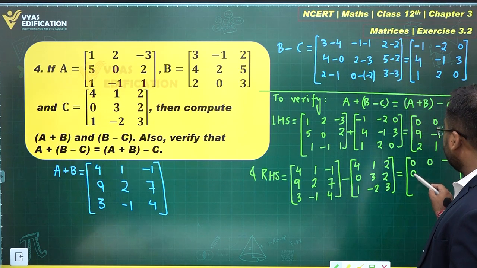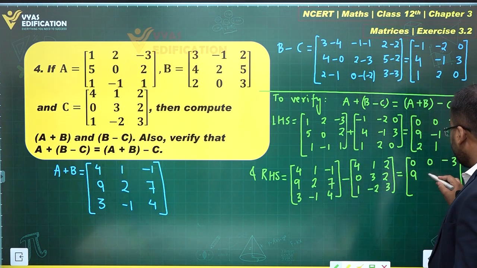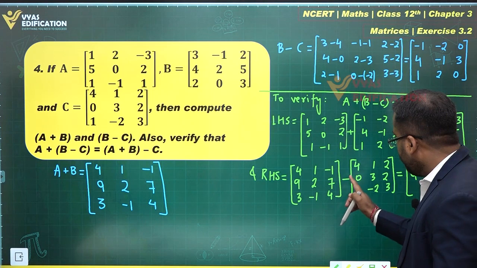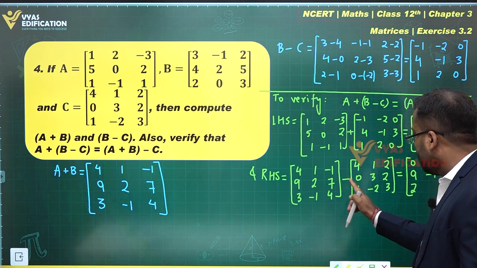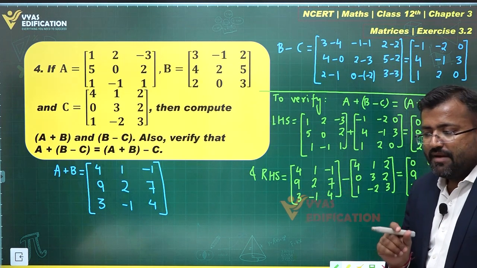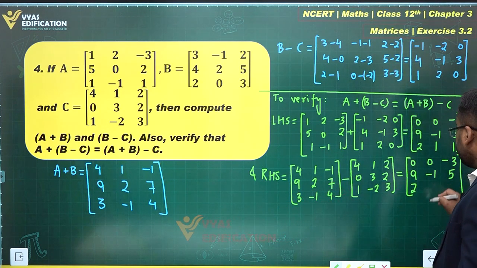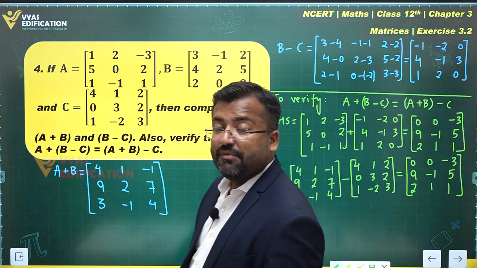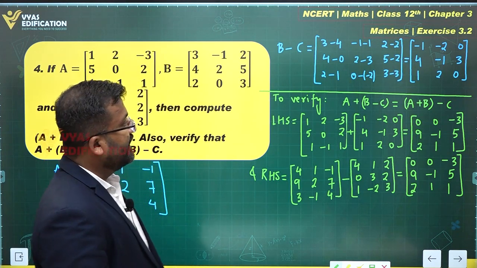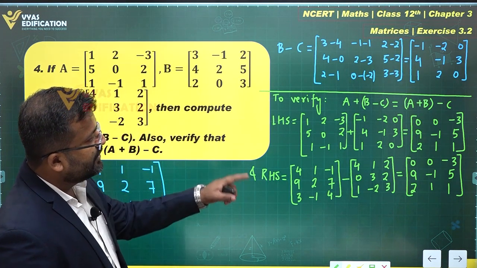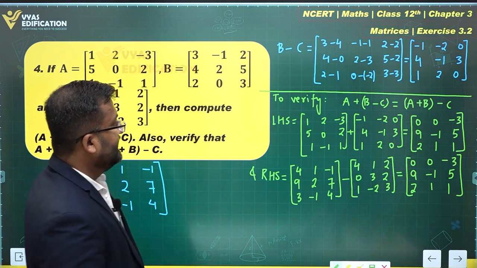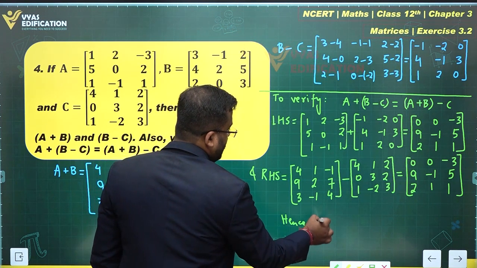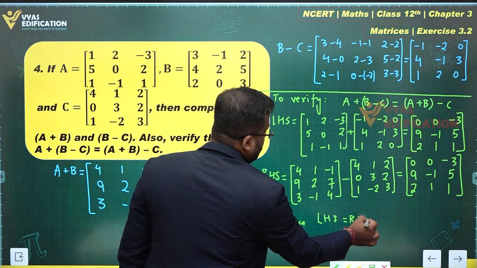9 minus 0 is 9. 2 minus 3 is minus 1. 7 minus 2 is 5. That's what you obtain. The third row, 3 minus 1 is 2. Minus 1 minus of minus 2, minus 1 plus 2 is actually 1. 4 minus 3 is 1 over here. The LHS has been simplified to a matrix. The RHS has also simplified to a matrix. Are they equal? Observe: 0, 0, minus 3; 9, minus 1, 5; 2, 1, 1. Yes, they are equal. Hence, verified. LHS is equal to RHS, verified.